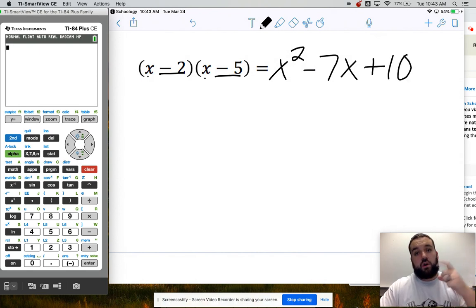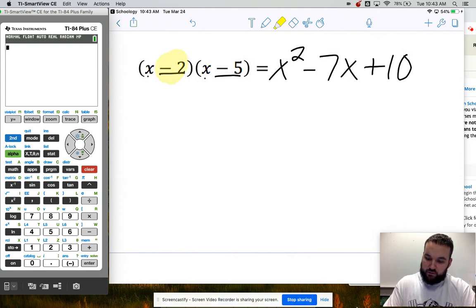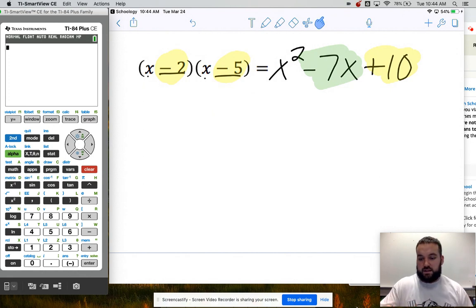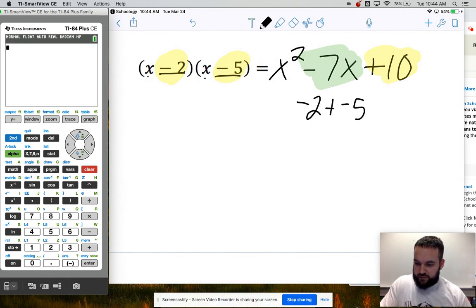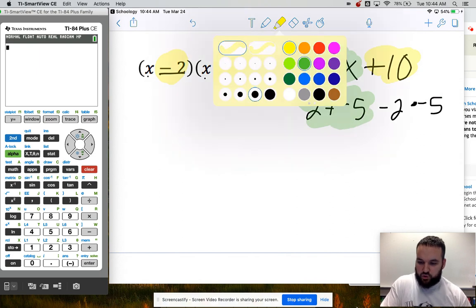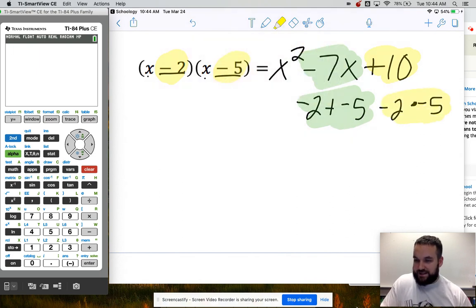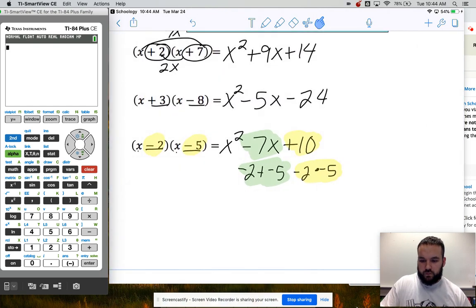Now, if you were to go through and do the distribution, you would see that these two numbers multiply to 10, but they add up to negative 7. And that is what we're going to get if you do the box method and combine like terms. So this is negative 2 plus negative 5, and this is negative 2 times negative 5. So that's a nice little trick, well, I don't want to say trick, because it's not magic. It's what we're doing. It's just a quicker way to go about doing it.